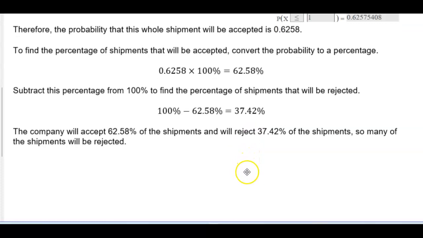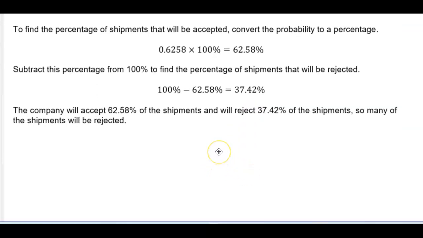Now, the company will accept 62.58% of the shipments and will reject 37.42% of the shipments. So many of the shipments will be rejected.